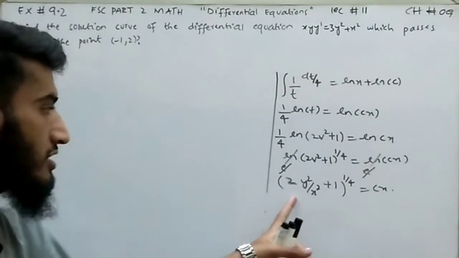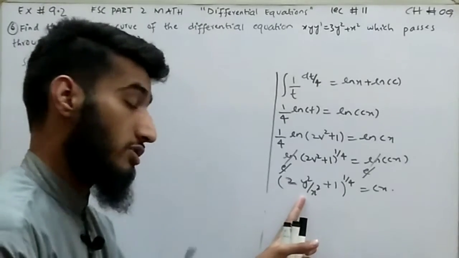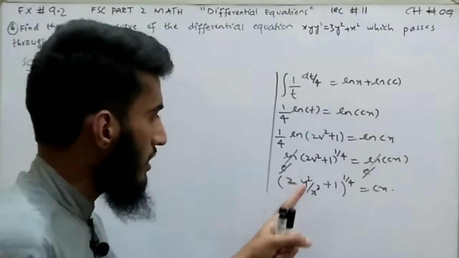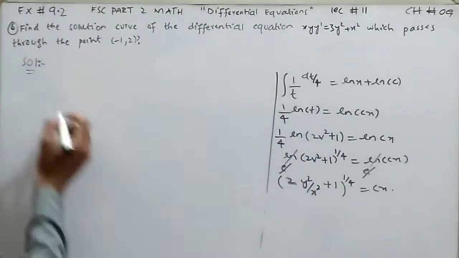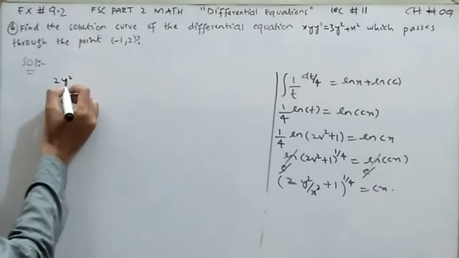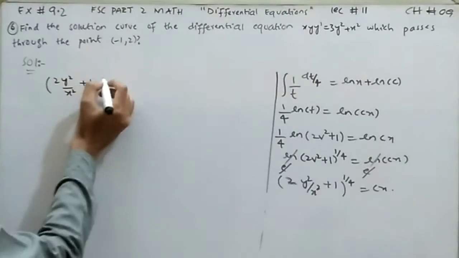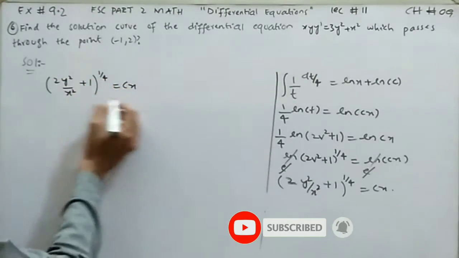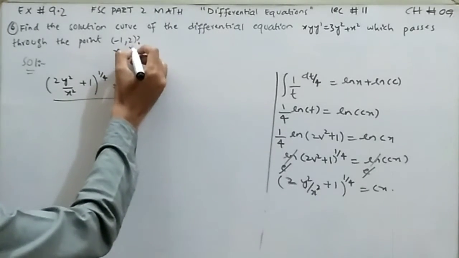Now we get this equation. This is not a differential equation, because there is no dy by dx over here. So this is the general equation: 2y square over x square plus 1 whole raised to the power 1 over 4 is equal to cx. So this curve is passing through -1, 2, where -1 is x and 2 is y.